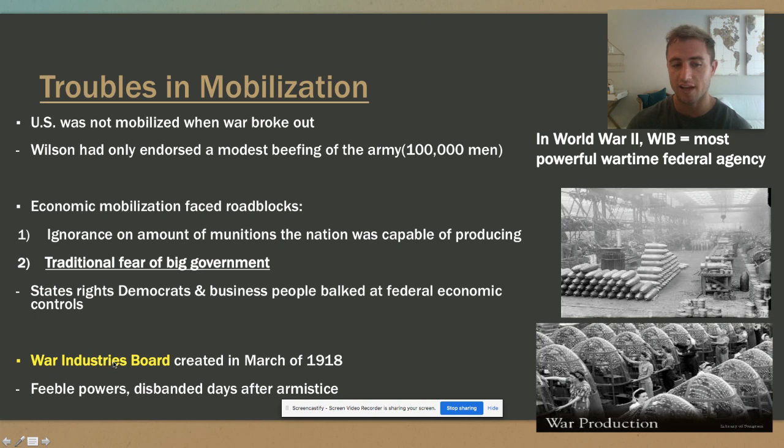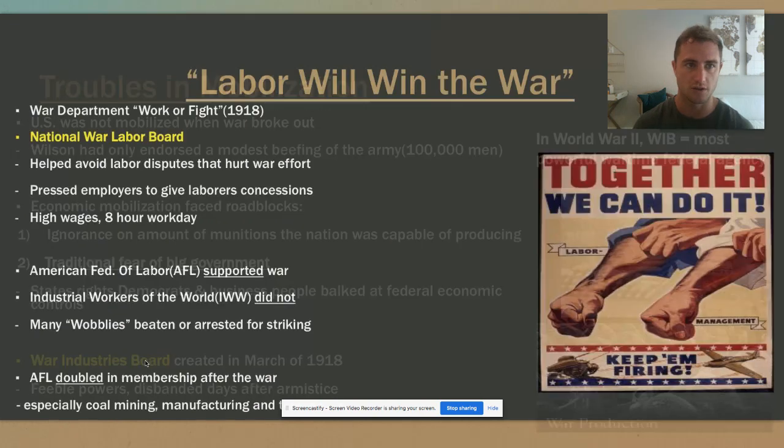The industry that came in and started to create and regulate the economy at this stage was called the War Industries Board. It did take over the railroads for a period, but largely was not nearly as strong as it was in World War II.